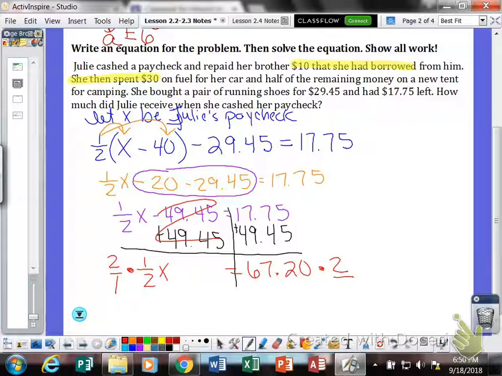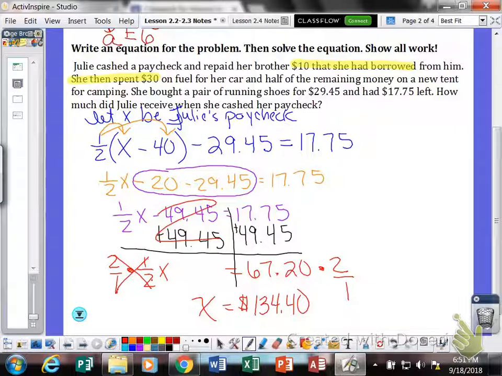Multiply by the reciprocal, 2 over 1 or just 2. That makes 1. 2 over 2 is 1. 1 over 1 is 1. So that tells me that x equals, and then 67.20 times 2 is $134.40. And you could go through this.